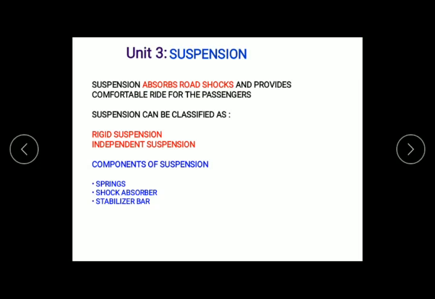Suspension absorbs the road shocks and provides a comfortable ride for the passengers. Suspension can be classified as rigid suspension and independent suspension. The components of suspension are springs, shock absorber, and stabilizer bar.